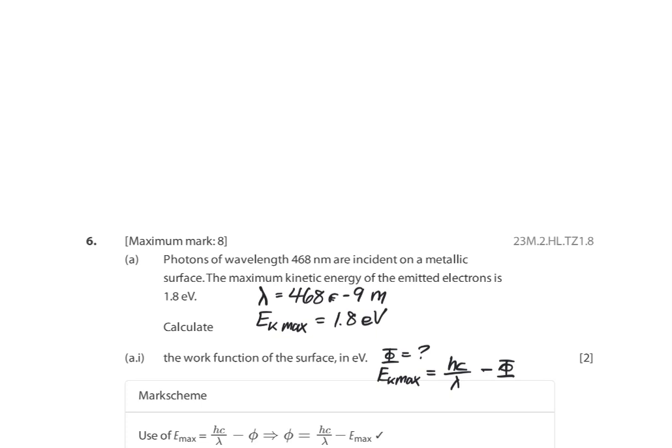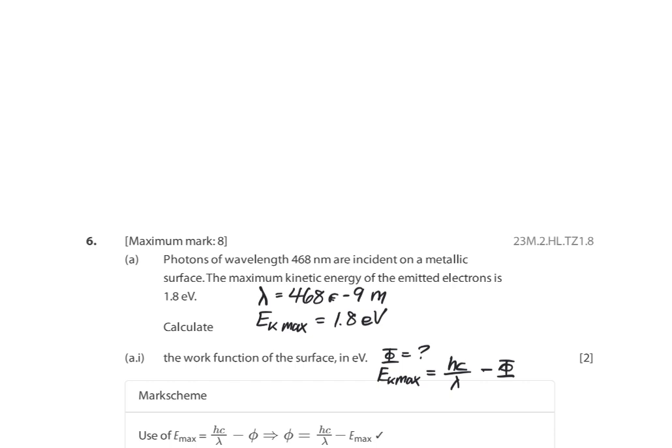So for number 6, we have photons of wavelength 468 nanometers on a metal surface. We know the kinetic energy of the emitted electrons, the max kinetic energy, is 1.8 eV, and we can use that. Kinetic energy max is the photon energy, which in terms of wavelength is hc over lambda, minus the work function. So 6a is solved for the work function.